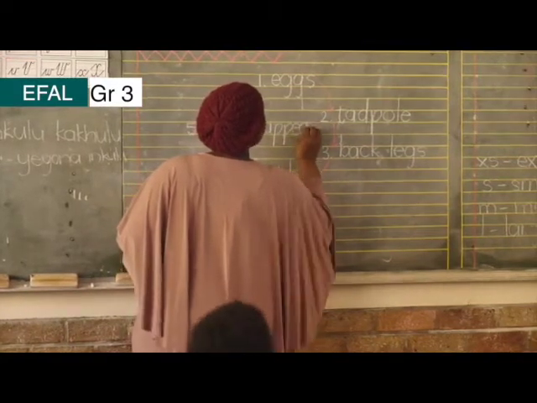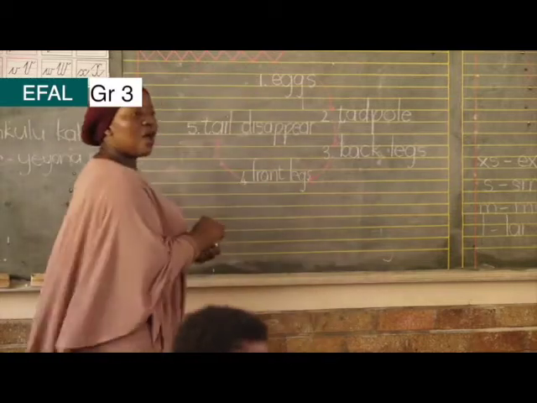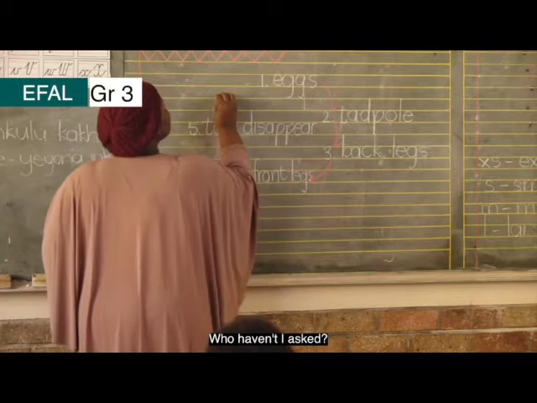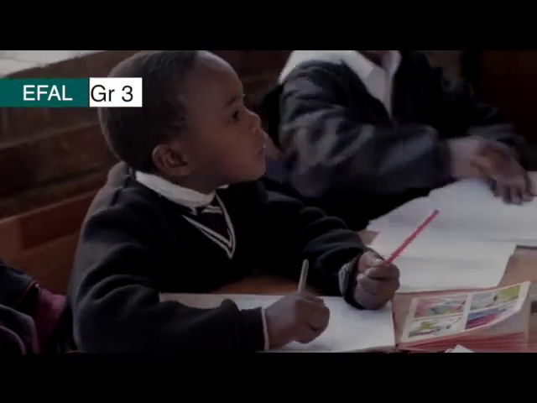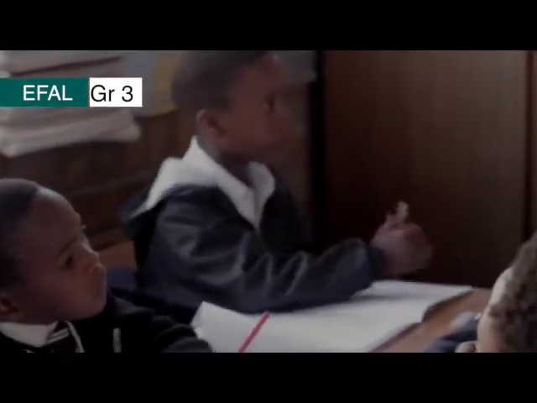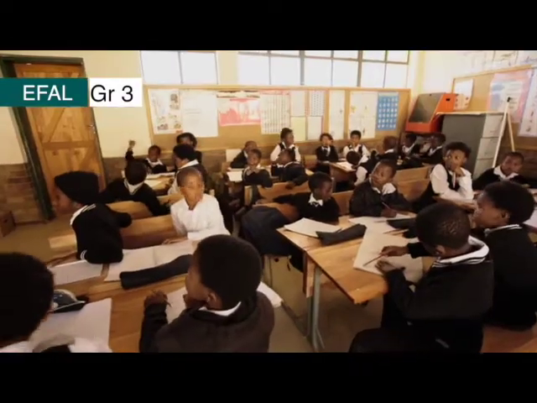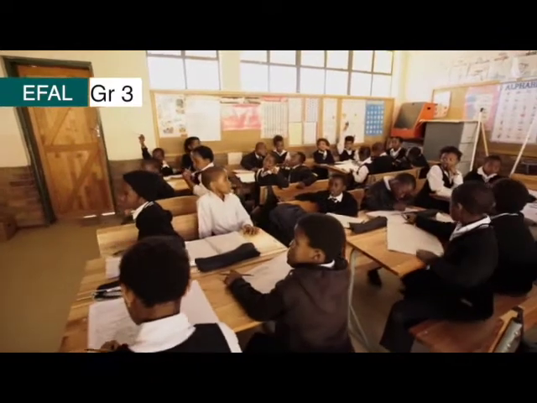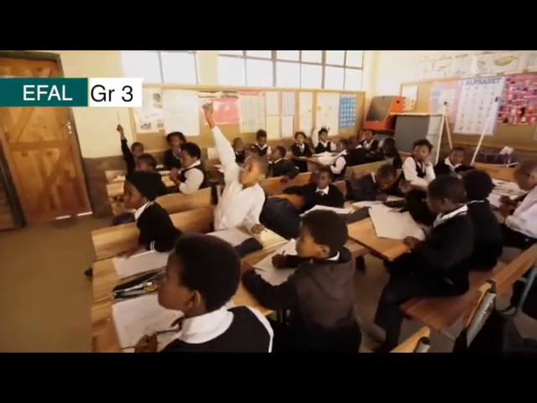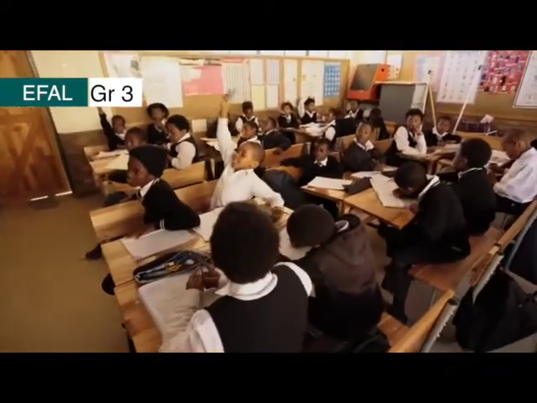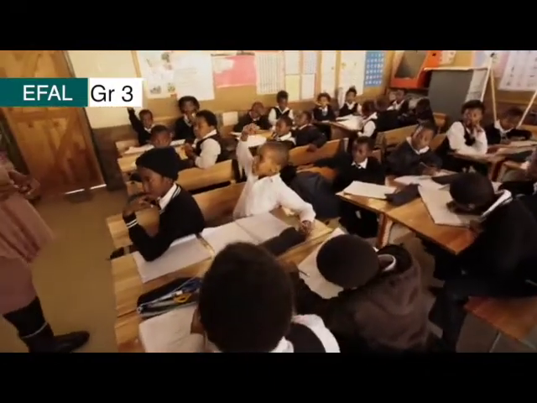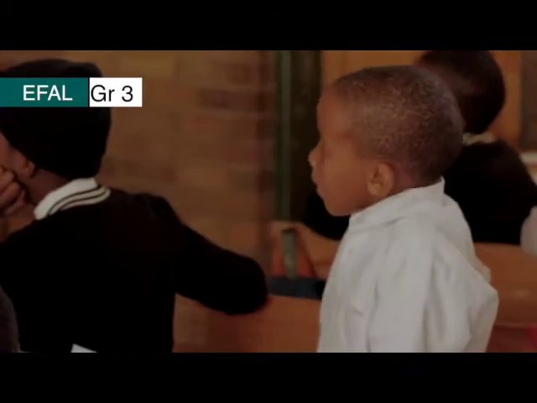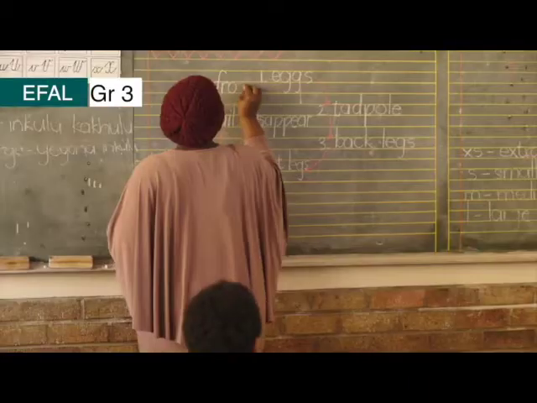And what happens in stage six? When the tail disappears, what do we now have? The frog. We have a frog. Well done. And then what happens?